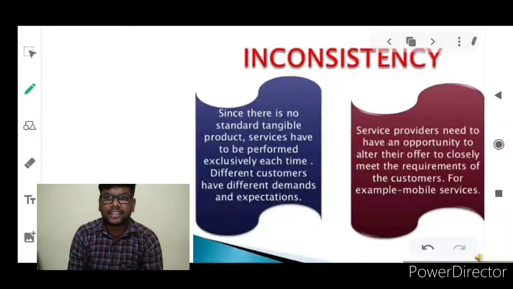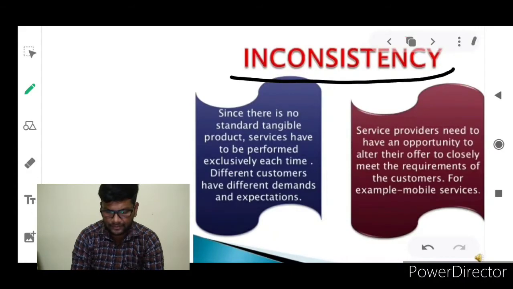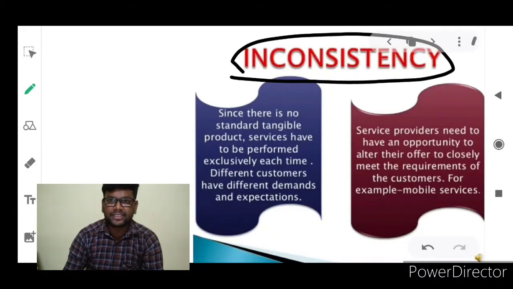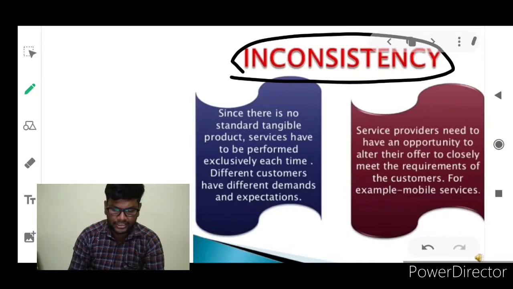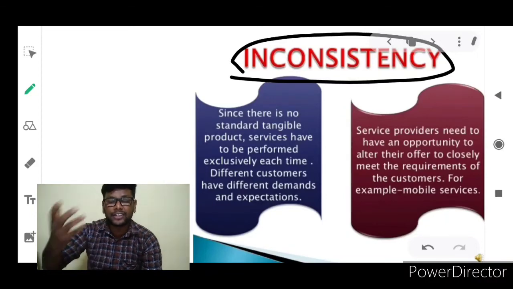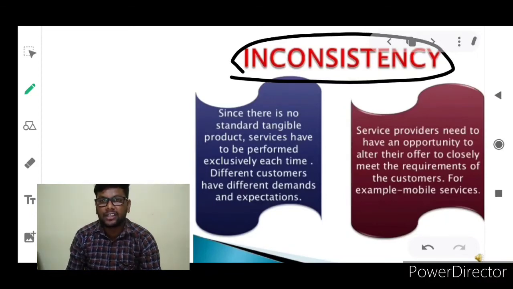Inconsistency. It is the second very important characteristic of business services. It is not consistent, isn't it? Since there is no standard tangible product, services have to be performed exclusively each time. Different customers have different demands and expectations. So different customers have different demands and expectations of the service provider.